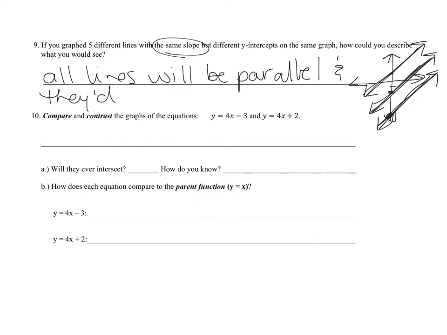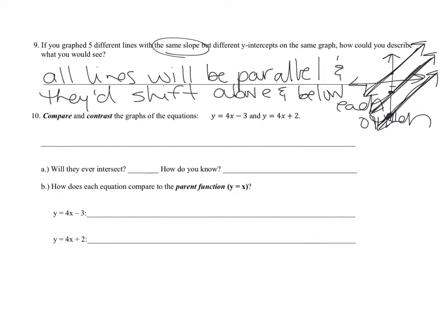They'd shift above and below each other. All right, which leads me now to talking about comparing and contrasting graphs. Now, of course, if this is confusing to you, you can definitely open up Desmos and type in the equations and see what they look like. That sometimes helps.